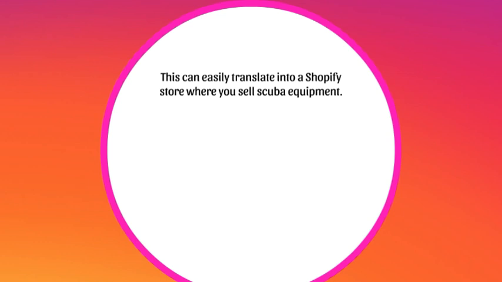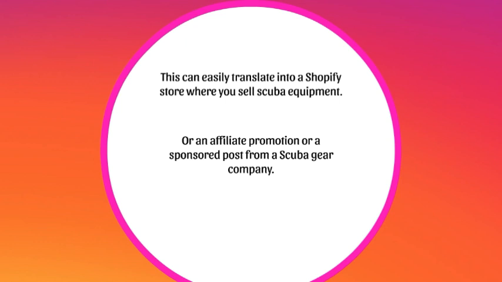You get to indirectly sell things, because at the end of the day, people are going to want what you have. They feel, okay, if I have the same tools or equipment that you have as a scuba diver, or whatever you're doing as a lifestyle or brand, they're more likely to buy it, right? So it can be a Shopify store, it can be an affiliate promotion, it can be a sponsored post from a scuba gear company, which we'll talk more about later down the road. But before you can do all of that, you need to have a brand. You need to have the ability to create a lifestyle, right?